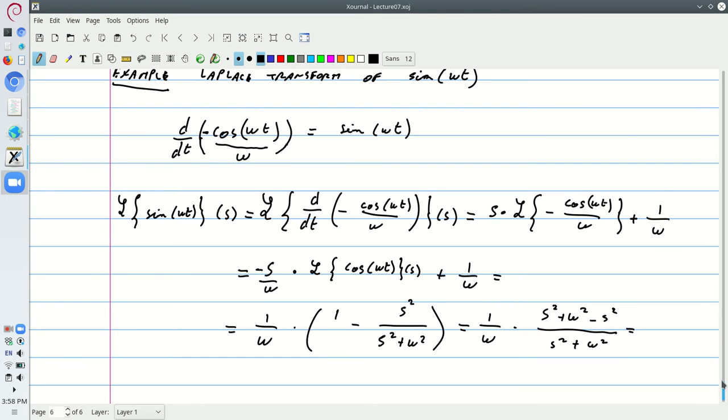And this is given by, in our last step, the two s squared terms simplify each other, and one omega cancels the other omega, so this is given by omega divided by s squared plus omega squared. Again, much less pain than going through the definition.